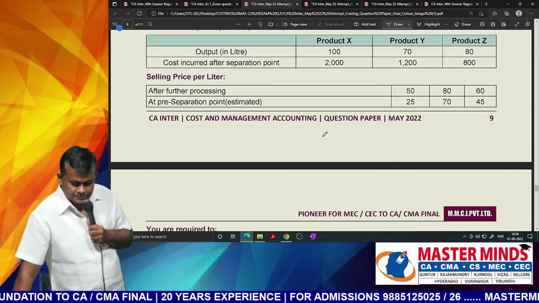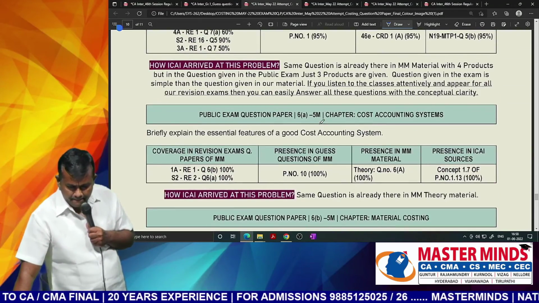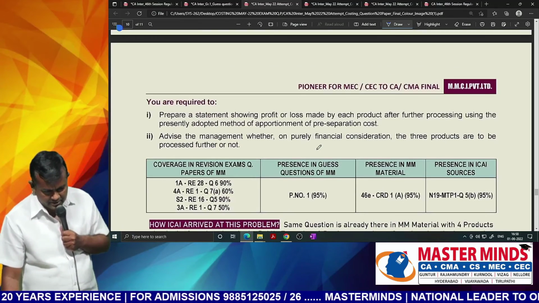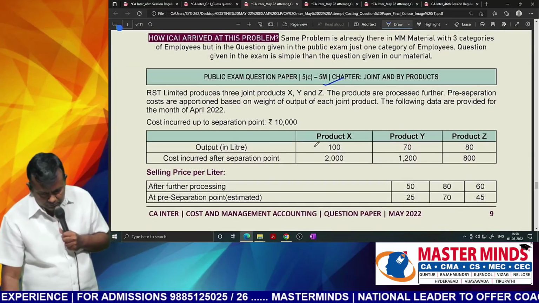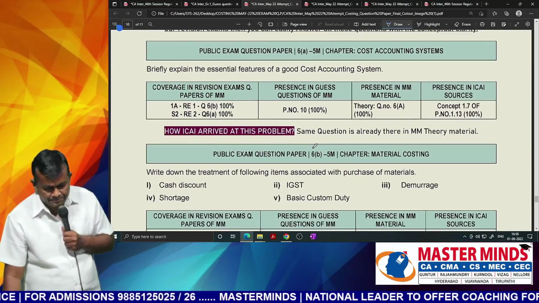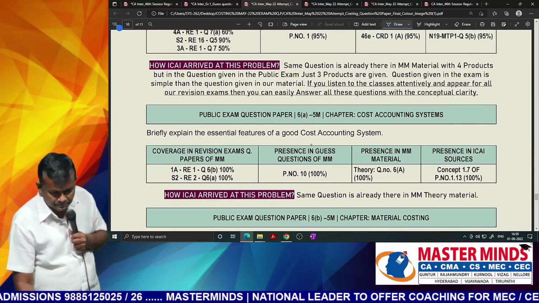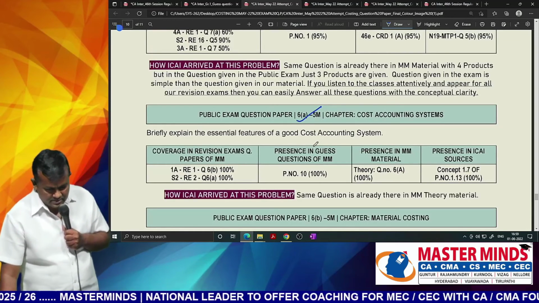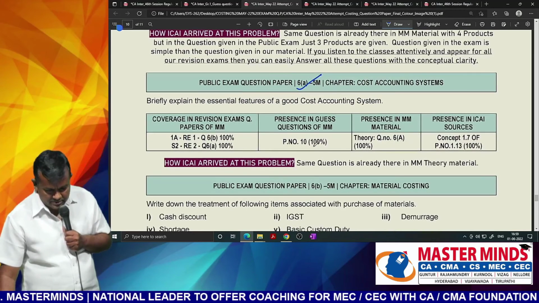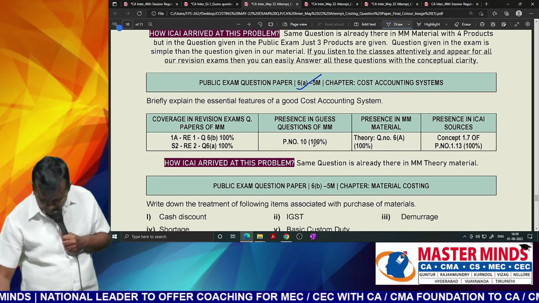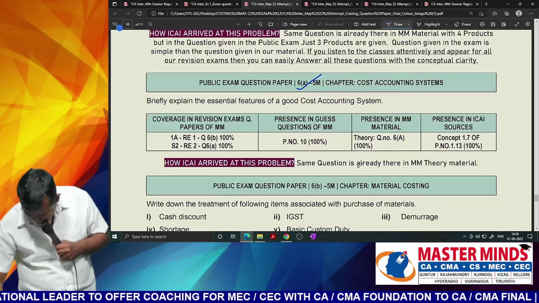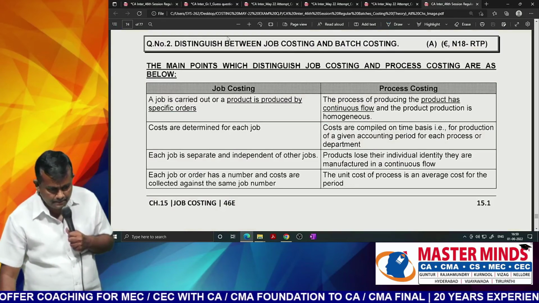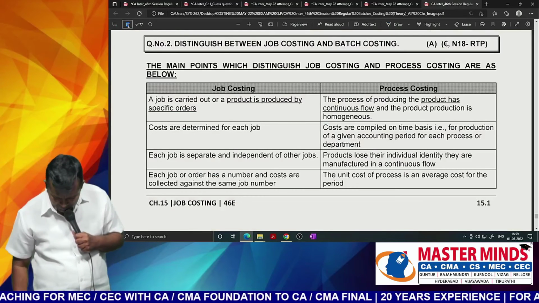Okay. So next 6th question. Completely theory question, sir. 6A. Briefly explain the essential features of good cost accounting system, sir. Same question is already there in MM theory material, sir. MM theory material 7th page.